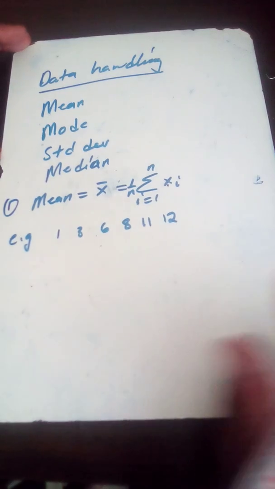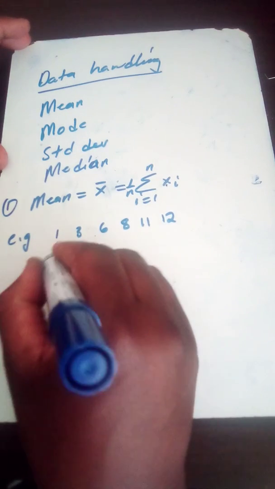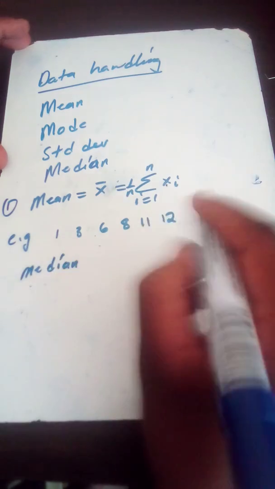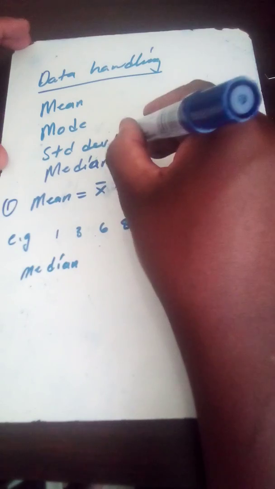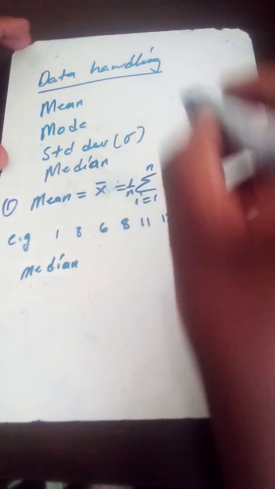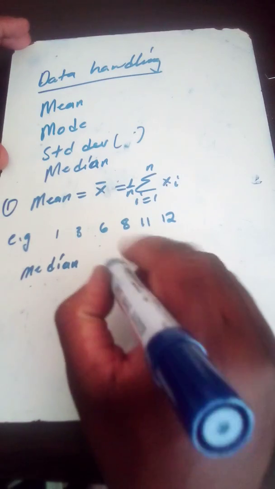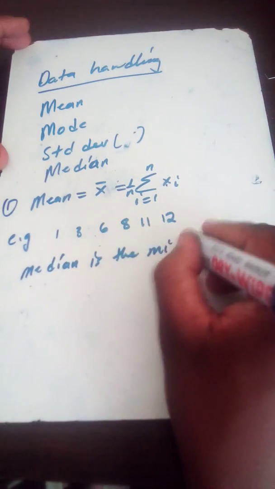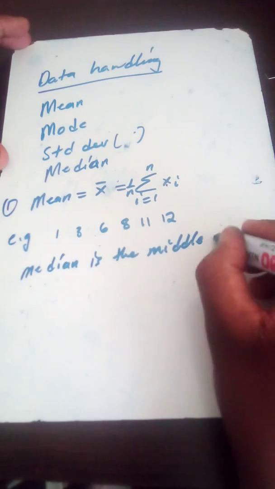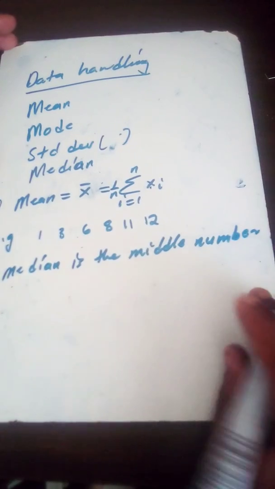So now we're going to go straight to the median. Remember, standard deviation is represented by sigma. The median is the middle number.